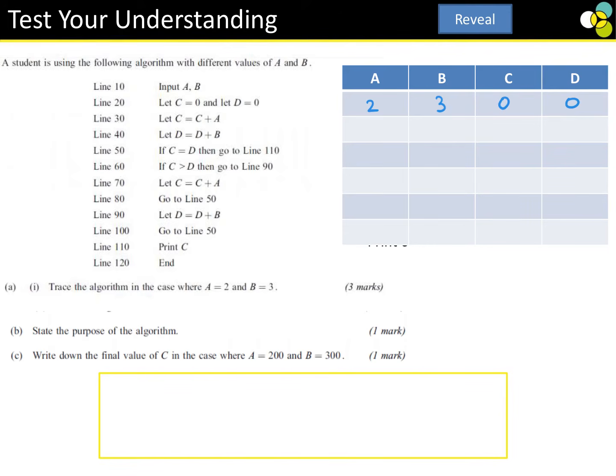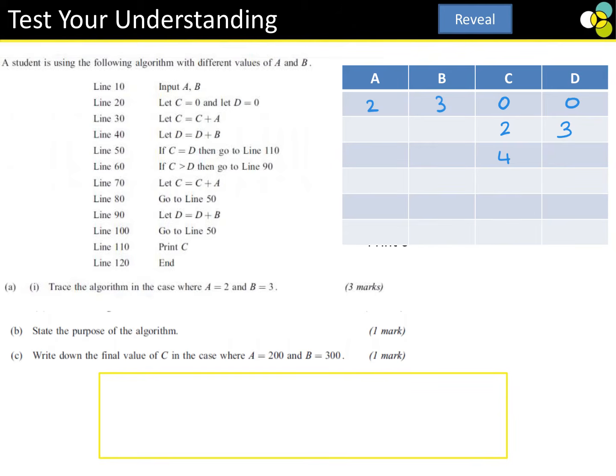Let C equal C plus A. 0 plus 2 is 2. Let D equal D plus B. 0 plus 3 is 3. If C equals D, then go to line 110. Nope. If C is greater than D, then go to line 90. C is not greater than D, though. Okay, 70. Let C equal C plus A. 2 plus 2 is 4. Go to line 50. If C equals D, which it doesn't.